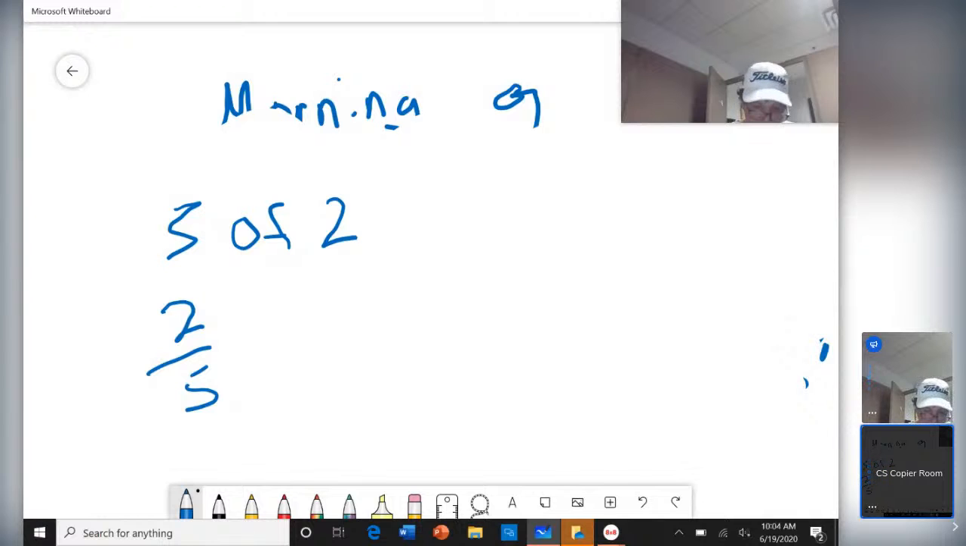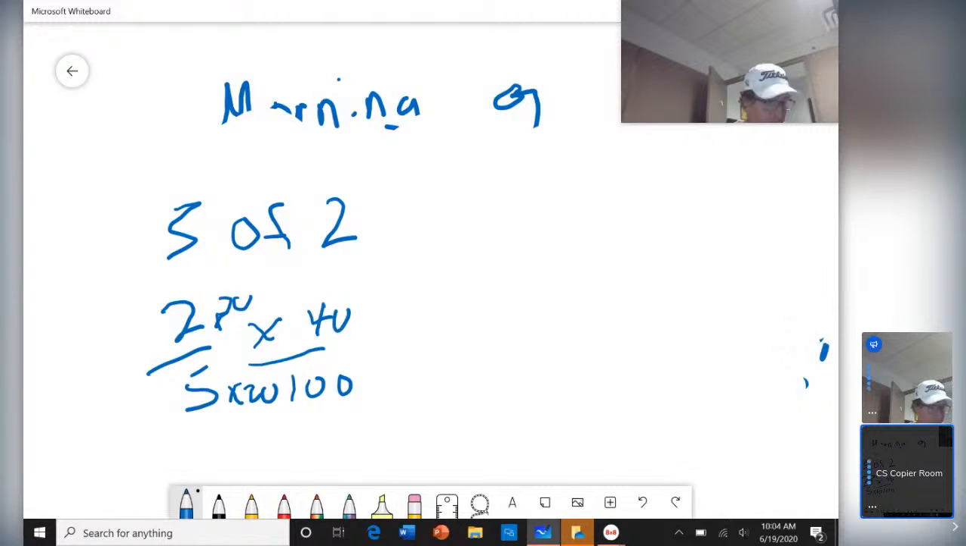And then we've got to get to 100. So 5 times what equals 100? That's going to be 20. And if we multiply the bottom times 20, we have to multiply the top times 20. So it's going to be 40 over 100. So 40 over 100 is going to be 40%.